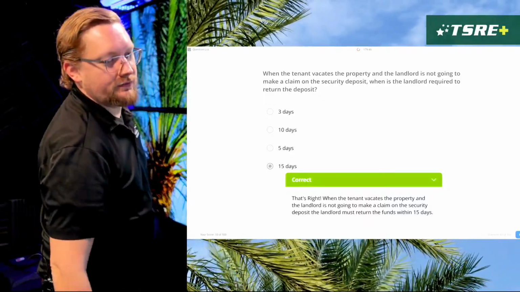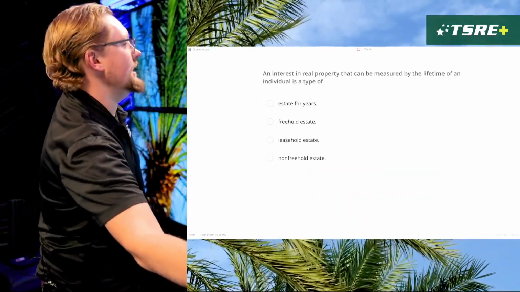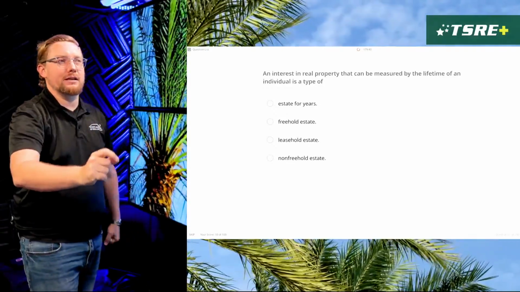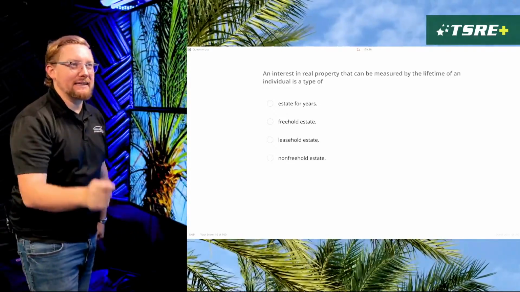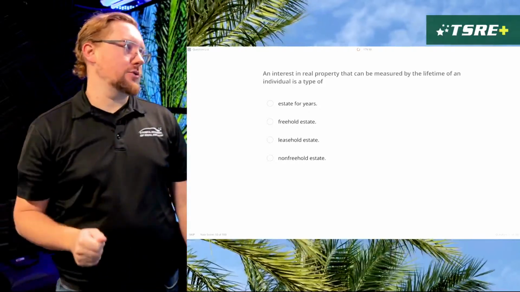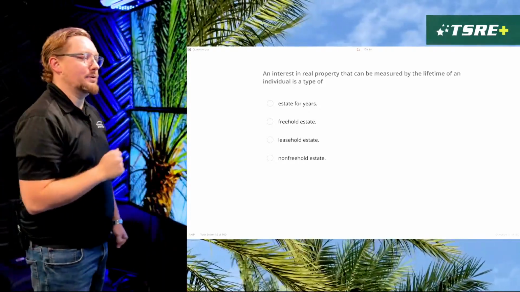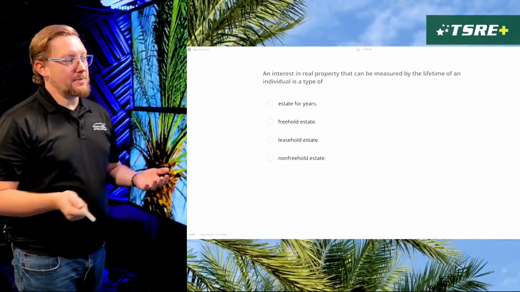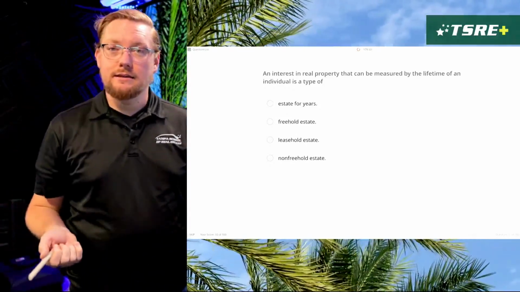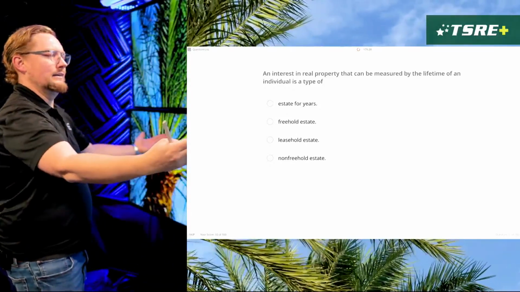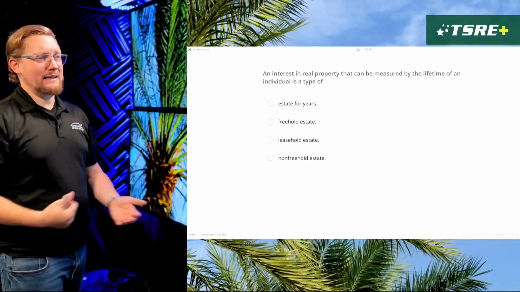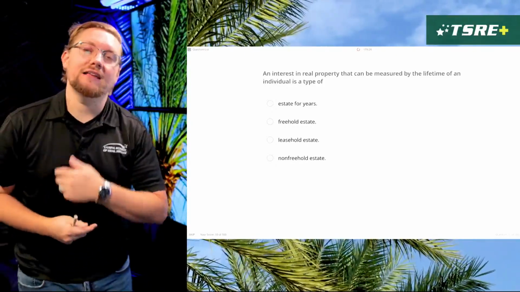So one more question from the question simulator. What's it going to be? An interest in real property that can be measured by the lifetime of an individual is a type of... Now you might be thinking life estate. But as you could see on here, life estate is not an option. This, again, is where we have to find the best answer.